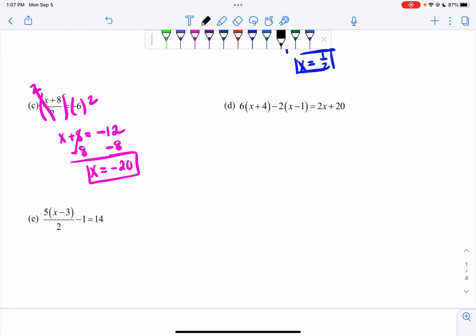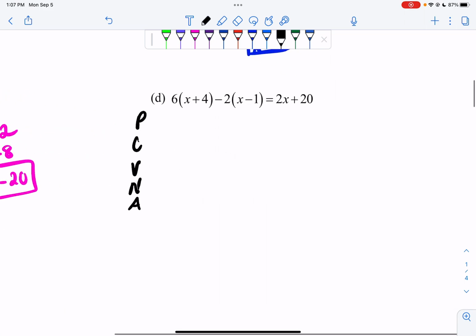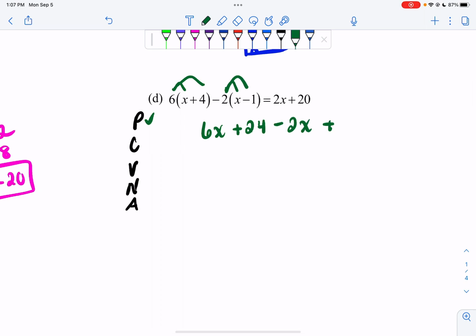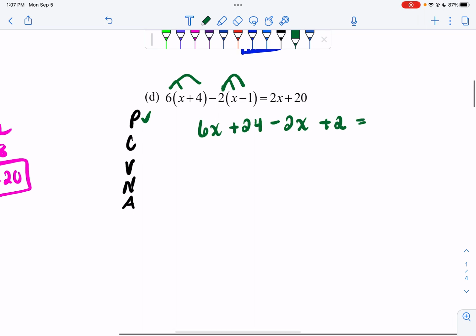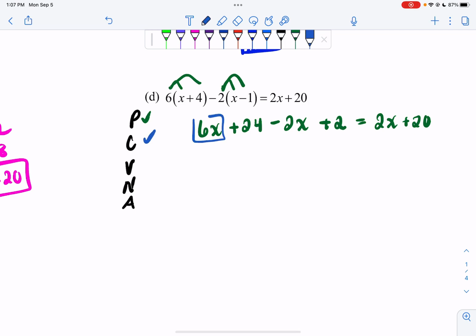D looks a little tricky. So let's use PCVNA. Do I have parentheses? Yes, I do. So I'm going to distribute. So I have 6x plus 24. Distribute a negative 2 now, so I have minus 2x plus 2, because negative 2 times negative 1 is a positive 2, and that's equal to 2x plus 20. Now I have to ask myself if I can combine like terms, and I can. 6x minus 2x is 4x. 24 plus 2 is 26, and that's equal to 2x plus 20.